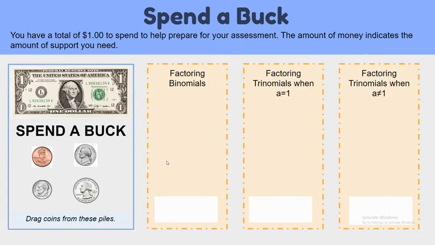Spend a Buck is another type of reflection where you can break up a unit that you are working on by 3 different categories. You can do as many as you want, but I like 3 because it doesn't split into $1 evenly. The idea here is that they have click and draggable coins that they can decide how much money they want to spend to indicate the amount of support that they need. They have $1 to spend. So which topics do they need the most help with?